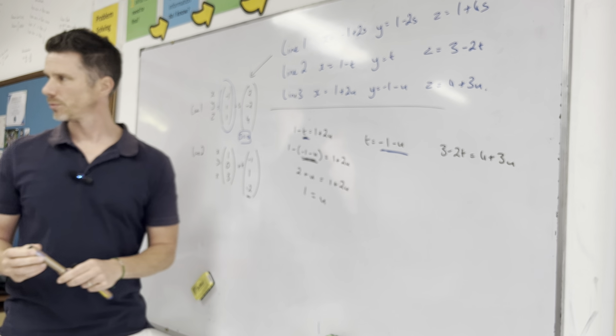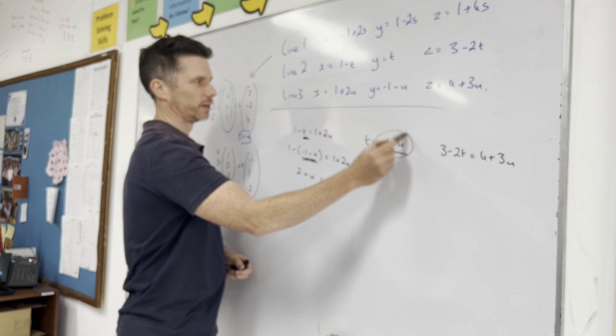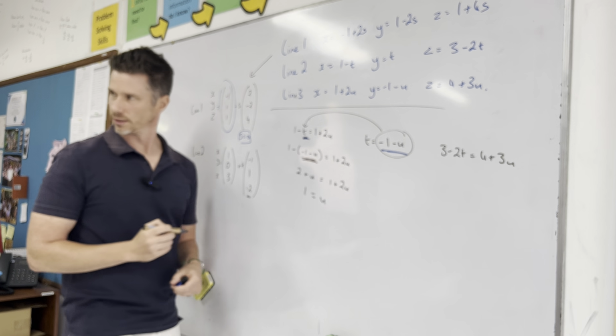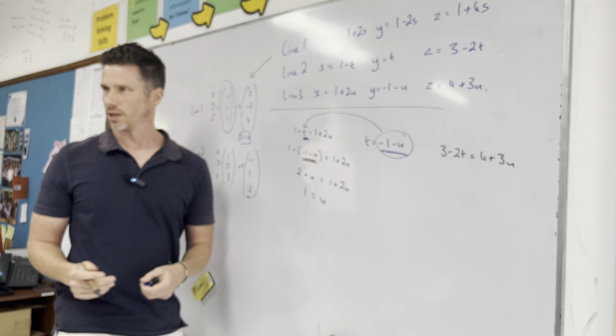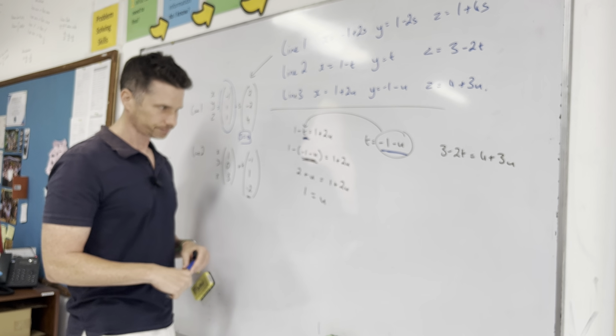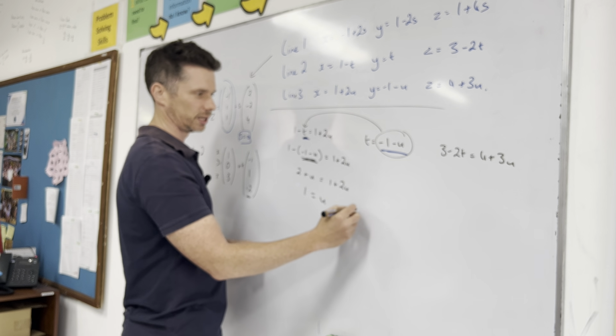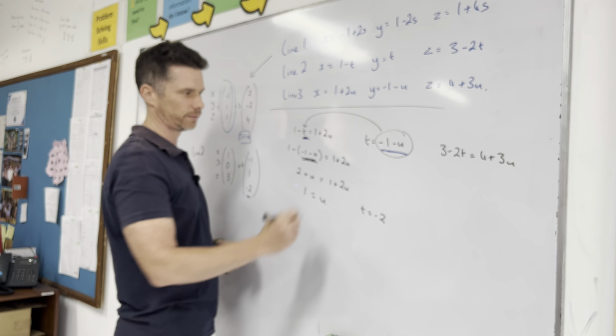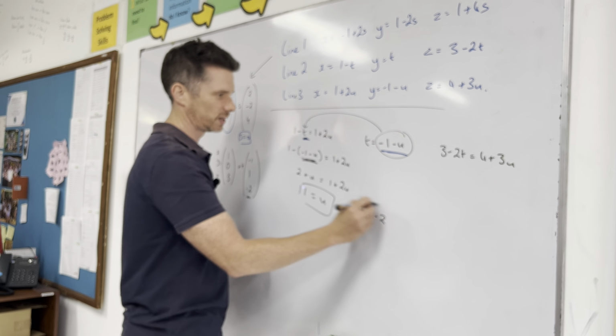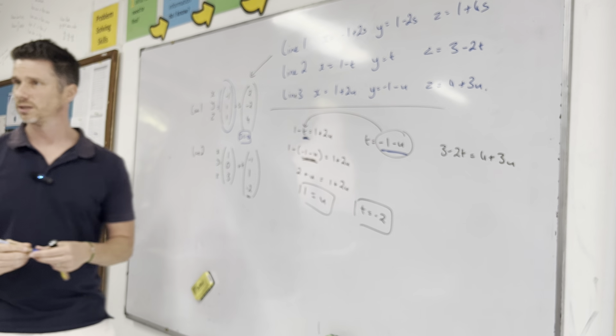And then what do you do? You sub it in. I got this and I subbed it in here to solve. I solved by substitution, not elimination. So if U is 1, then I can say that T is negative 2 because I have that relationship. Okay, so I got U and I got T. That's not giving me a point.